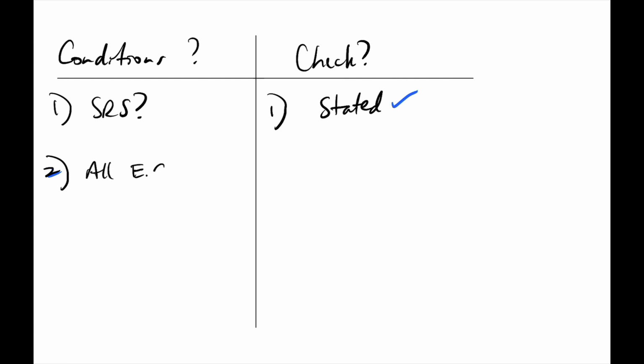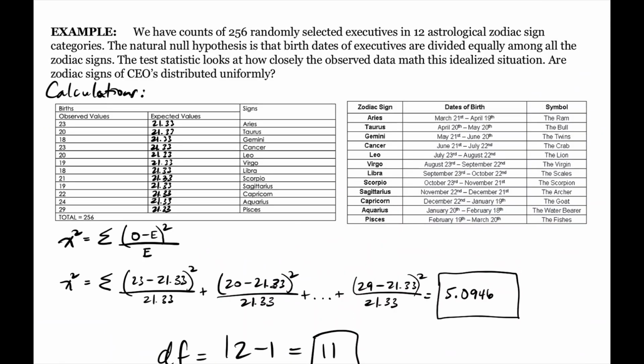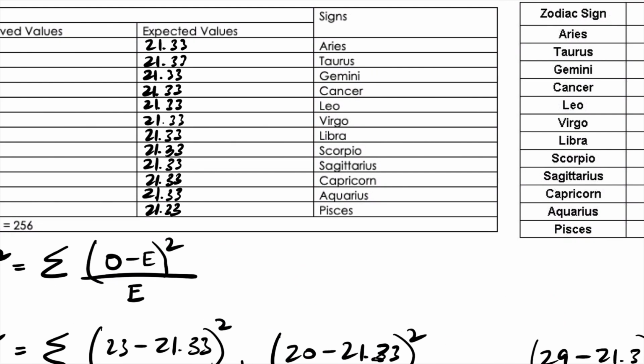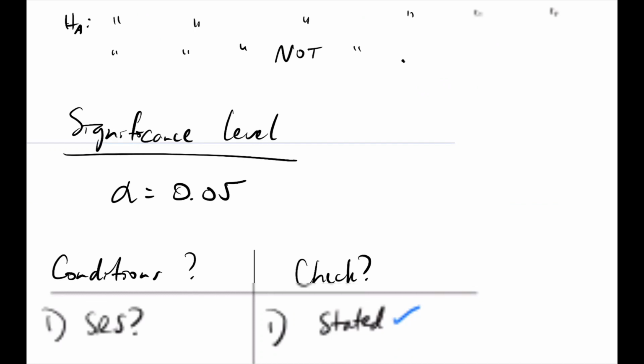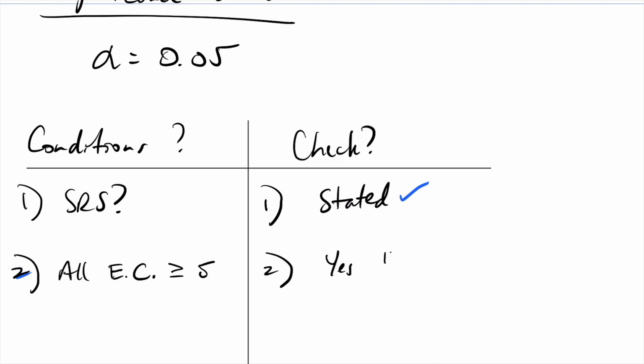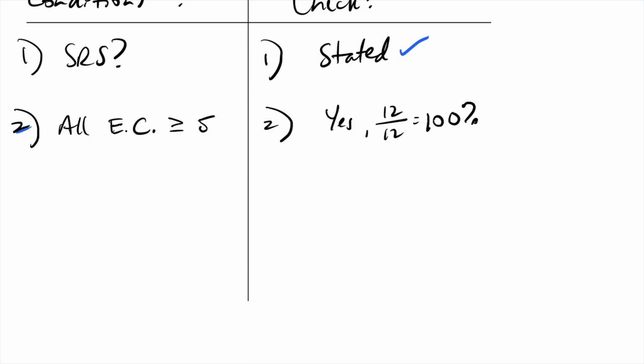All expected counts are greater than or equal to 5. So we go back to our table. Yep, they're all the same. Since this is uniform, they're all the same and they're all above 5. So 12 out of 12. Yes. 12 out of 12 equals 100%. Okay, and then the last condition, 80% of expected counts are greater than 1.